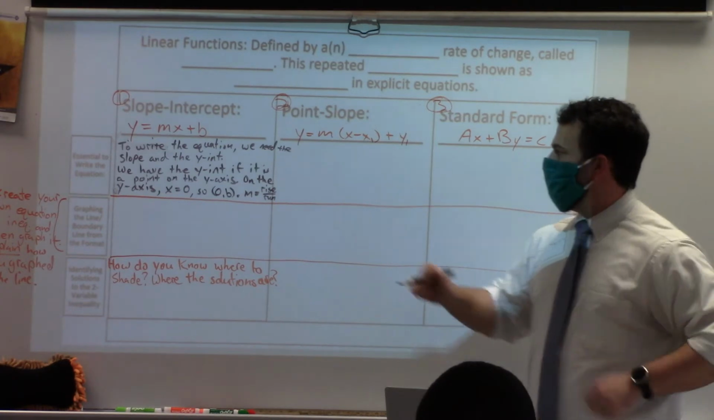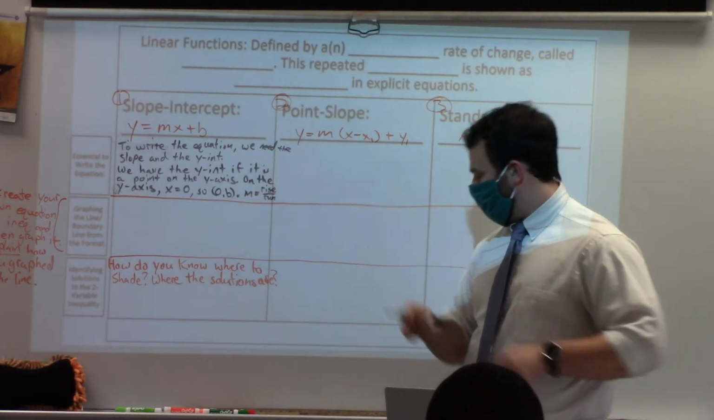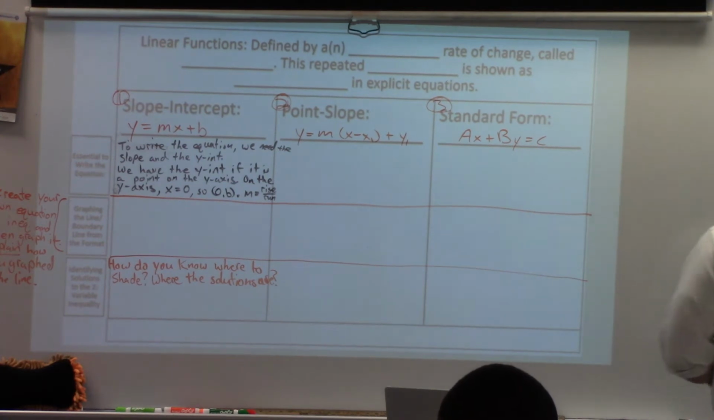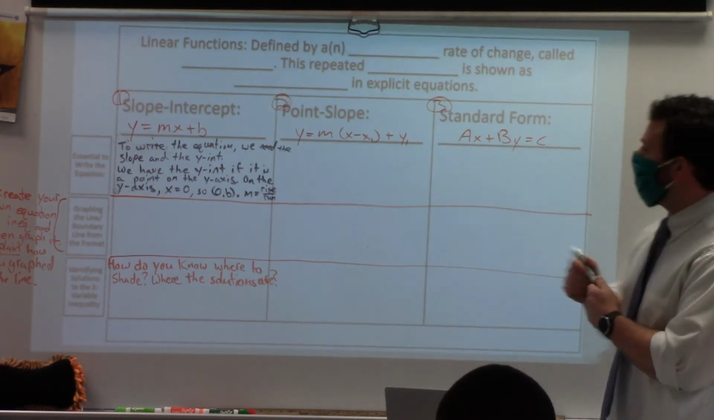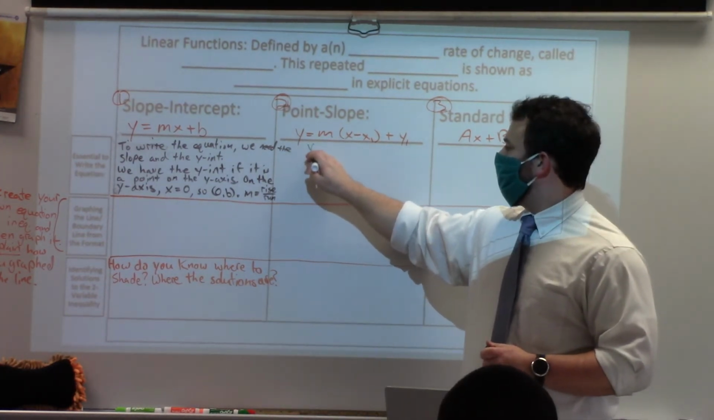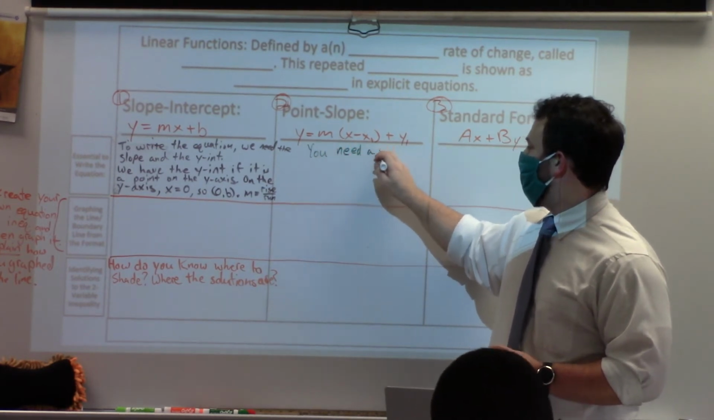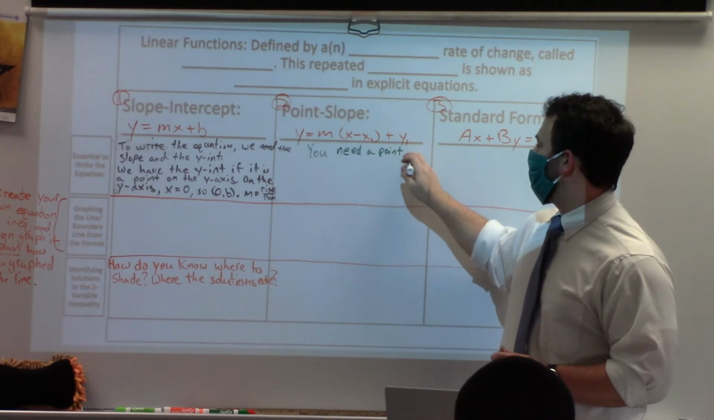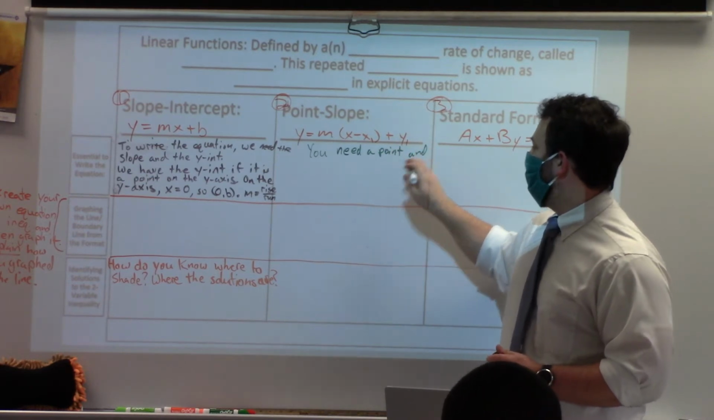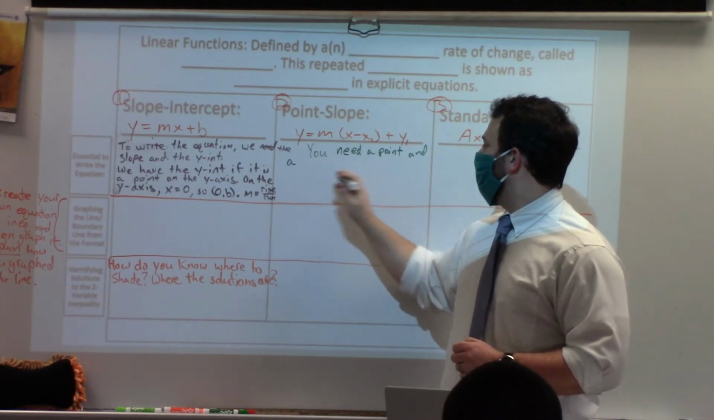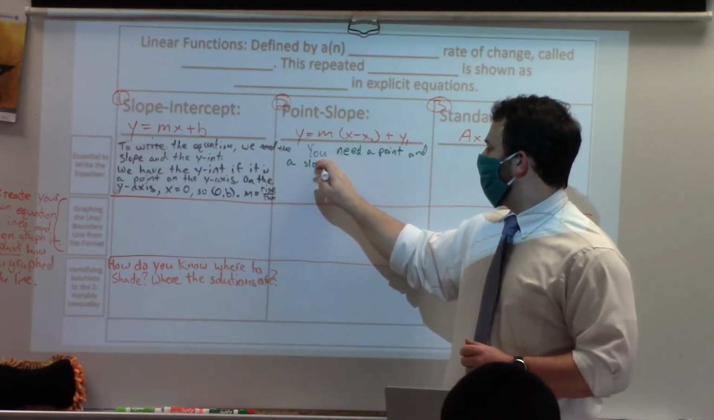Point and slope. You need a point. Let me get a different color because this might start to run together. Alright, you need a point and a slope. Are mathematicians original? Nope. Which is great for us because that means it makes it pretty easy to know what we need. Need a point and a slope. That's it.